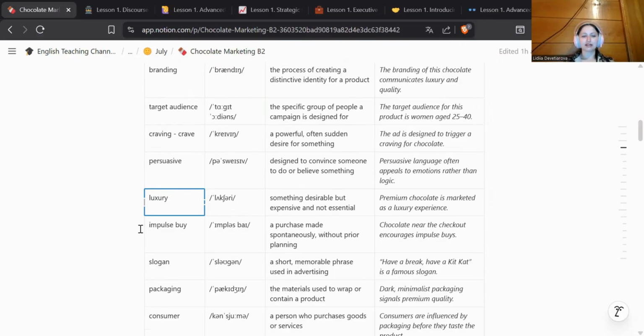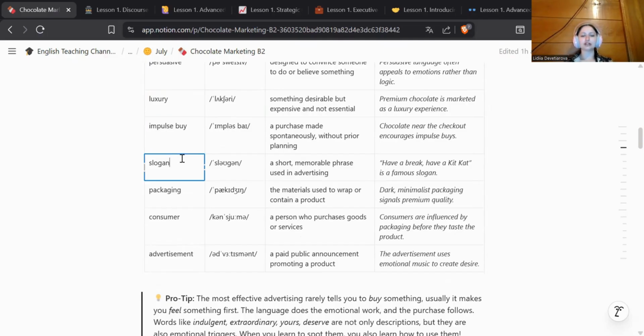The next thing is impulse buy. What is an impulse buy? An impulse buy is a purchase made spontaneously without prior planning, right? And chocolate near the checkout encourages impulse buys. So basically, you did not want to buy the chocolate, but you bought it just because you saw it and you were like, I'll get it. Yeah, that's an impulse buy.